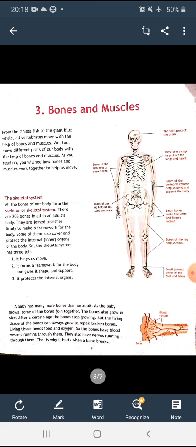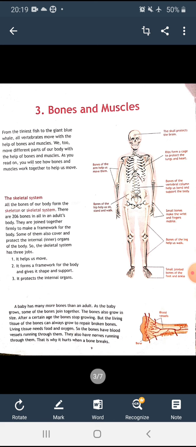I will explain it again so that the students who were not able to read at that time or not able to watch the video at that time can watch it right now and understand it, and they can do the back exercise and question answers in their notebook so that they can prepare for exams well. So let's start chapter number 3, bones and muscles, right?